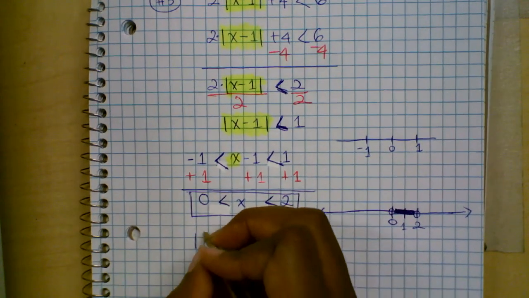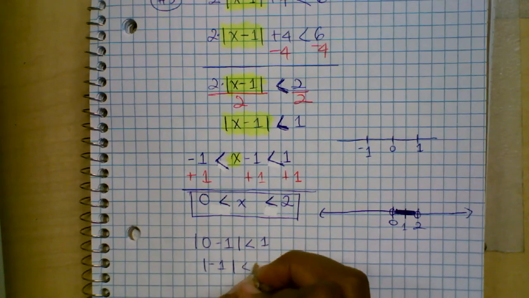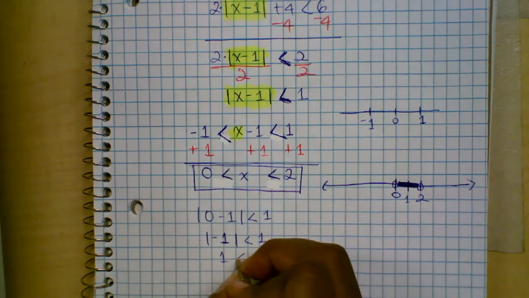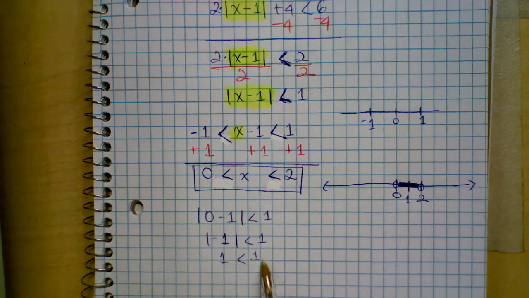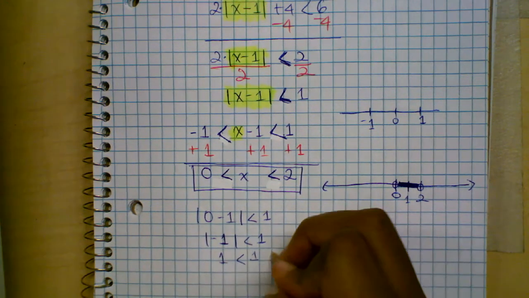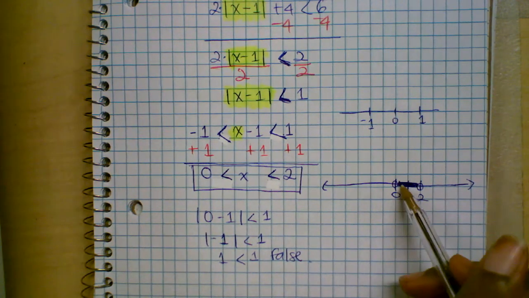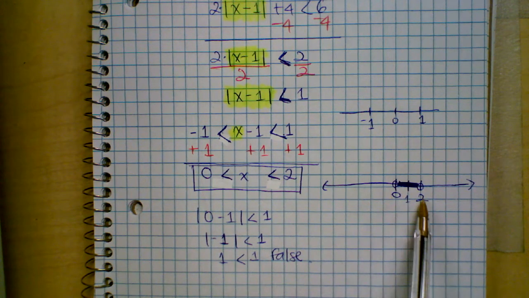So I plug in 0, let's check our work. The absolute value of -1 is +1. Now is positive 1 less than 1? No, it's not less, it's equal. Because there's no line under the inequality, this inequality is not true. So it's false. I just want to show you that for a solution, the x value needs to be a number between 0 and 2, not including the number 0, neither the number 2.